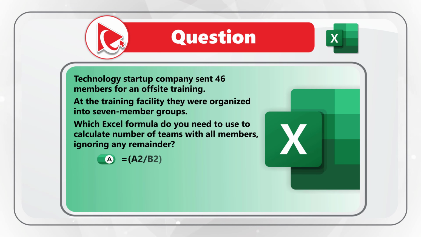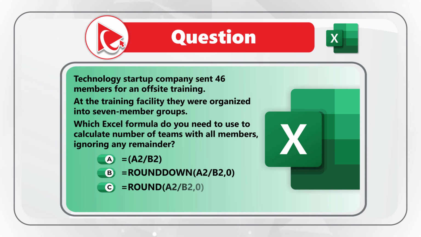Choice A, divide cell A2 by B2. Choice B, you use the ROUNDDOWN formula and supply A2 divided by B2 as the first argument, and as the second argument you supply 0. Choice C, you use the ROUND formula and then supply A2 divided by B2, and as the second argument you supply 0. And last but not least, you use the ROUNDUP formula, and then in parentheses you supply the division of A2 by B2 and the second argument as 0.